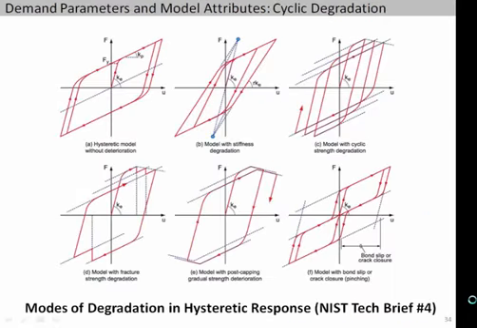So this is from the NIST tech brief. I won't go through all these plots, but it tries to categorize the different types of degradation. I think the one thing that's important to be aware of is that if you are doing an analysis where you're going to deform something past this peak where it starts to get a negative slope, really make sure that your analysis can, number one, pick up that negative slope, and then understand whether your analysis can degrade that backbone curve due to cyclic loading or not.